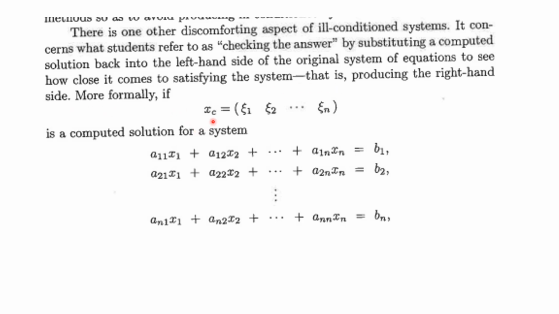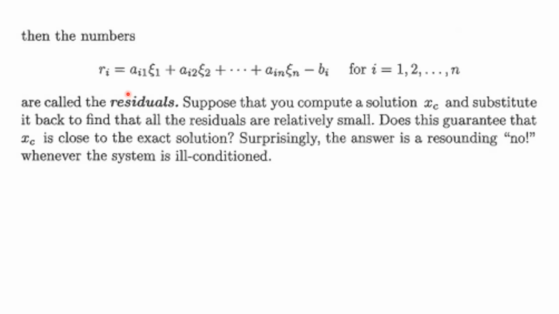More formally, if xc, this is your solution, is xc1, xc2, all the way to xcn, the computed solution for the values of x that we have. That's the vector where this is the system that we think we have. Then these numbers, where you take the difference between your value and the right-hand side, are called residuals.